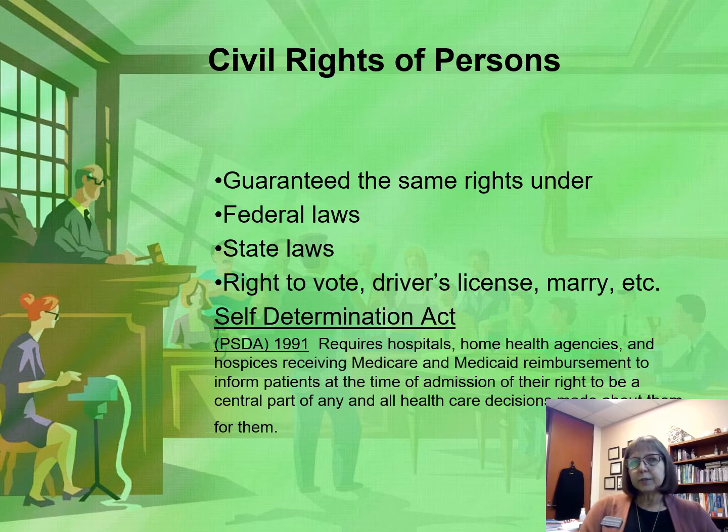But most nursing malpractice cases are civil wrongs that are determined by the result of monetary fines and sometimes continuing education or suspension or revoking of your nursing license. So under civil rights, a person is guaranteed the same rights, and we have federal laws and state laws, and the state laws can differ from state to state.